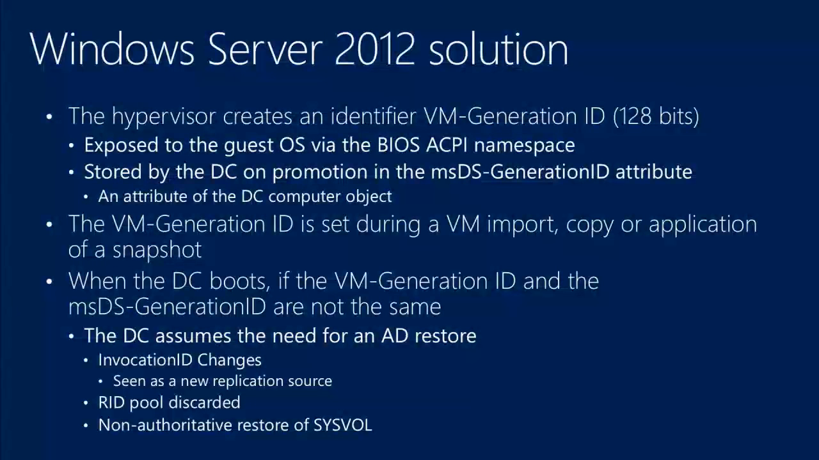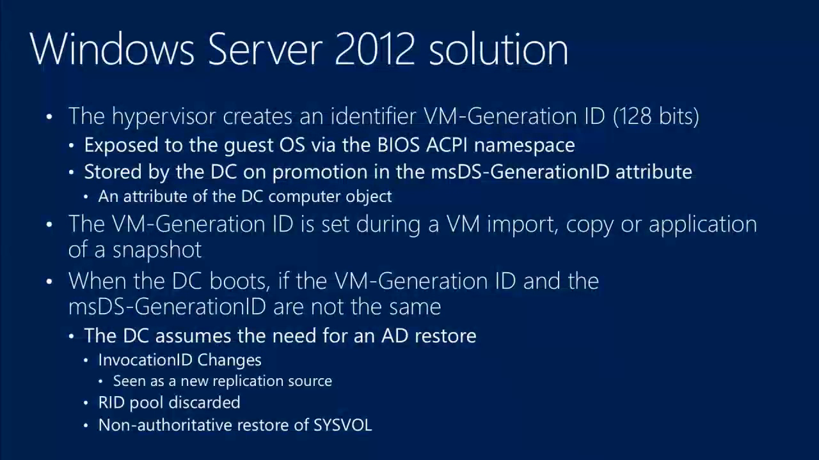And what happens is, when you do a DC promo, the domain controller picks up this GUID, or this ID, and then puts it into the Active Directory. It's in an attribute, msDS-GenerationId. So it's now in the Active Directory, and we have it in the hypervisor, and constantly the two are being checked. If there's a discrepancy between the two, the Active Directory says, whoops, something's happened.